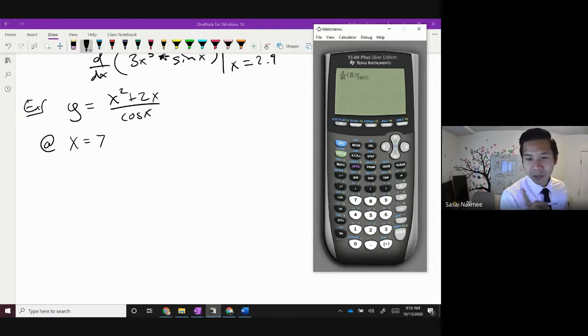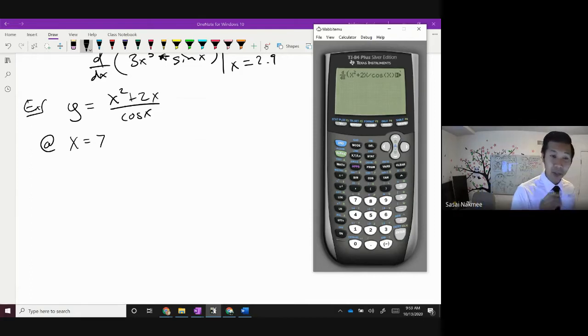Now, I guarantee you, some of you guys might have made this mistake. If you typed in x squared plus 2x divided by cosine of x, I guarantee this. A couple of you typed it in this way, right? This is going to be wrong. That's because this calculator is a little dumb. It needs the notations to know what's divided by what.